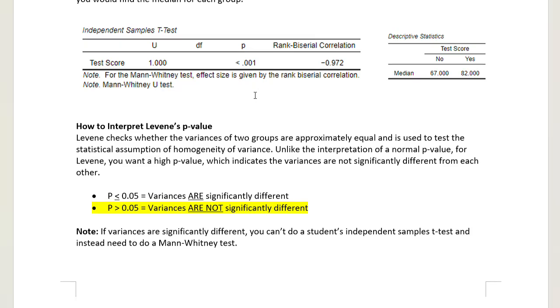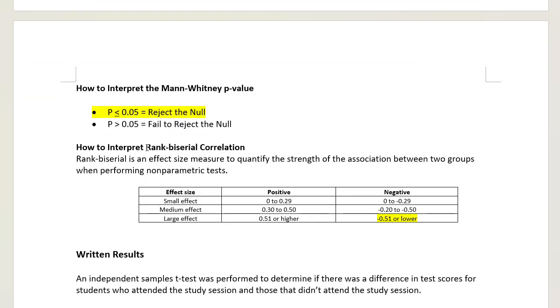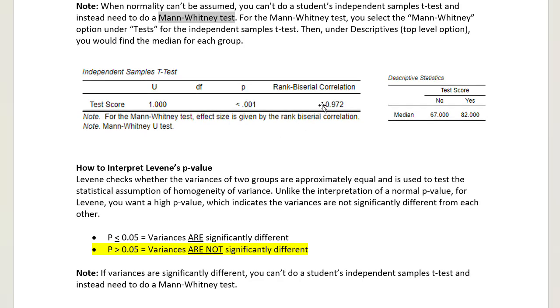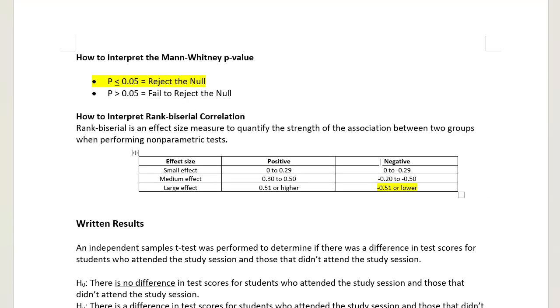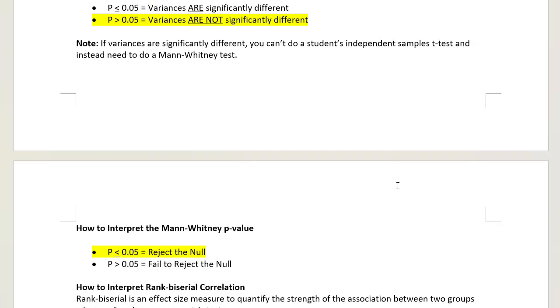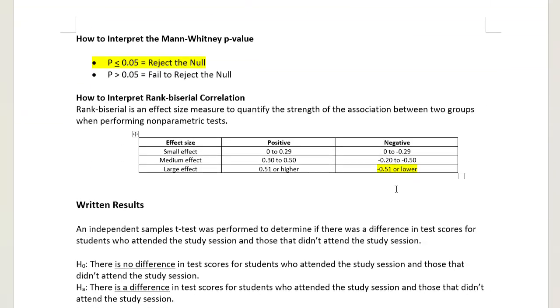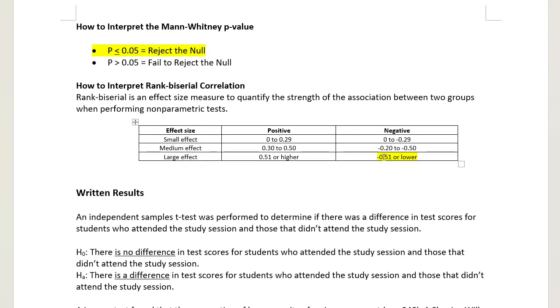and we will reject the null. Now if we go down to how to interpret the rank biserial correlation, it is an effect size measure to quantify the strength of the association between two groups when performing non-parametric tests, like the Mann-Whitney U-test. Well, if you look at our value, that's negative 0.972, and so that falls into a large negative effect.